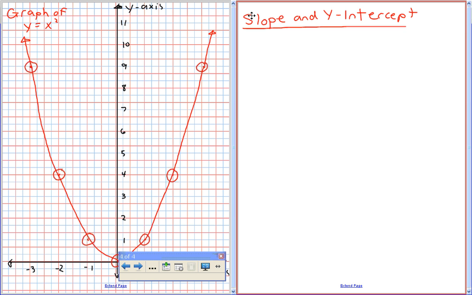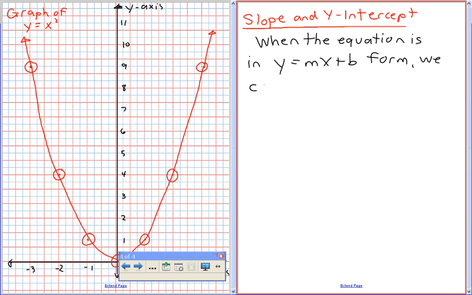So, when the equation is in a y equals mx plus b form, we can quickly graph it. Okay, so for y equals mx plus b, I'll get it out of the way and give you guys a chance to write that down.